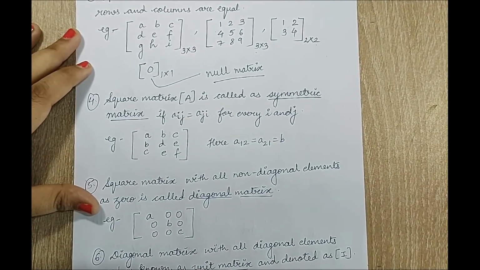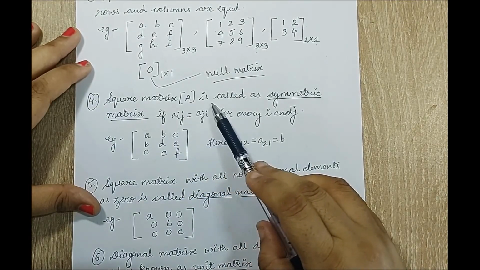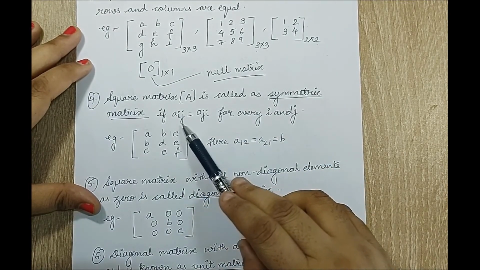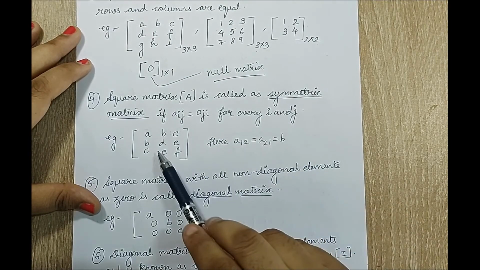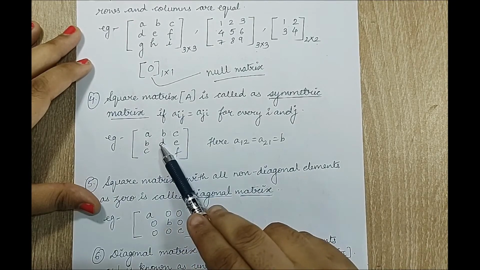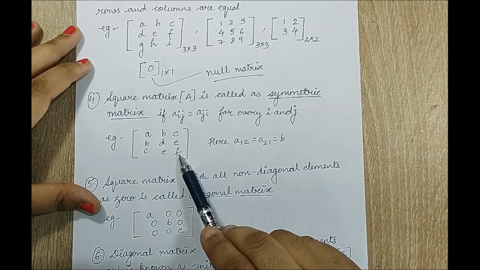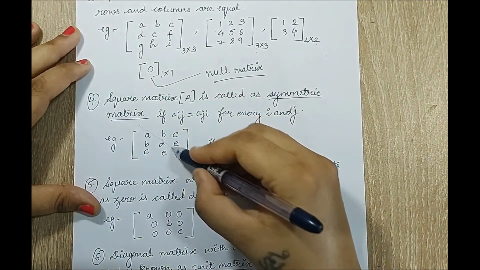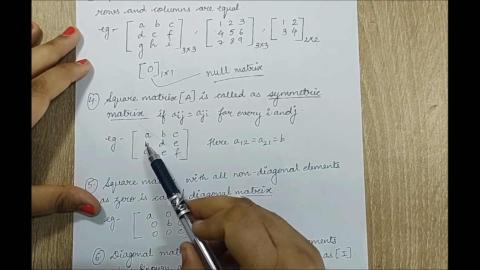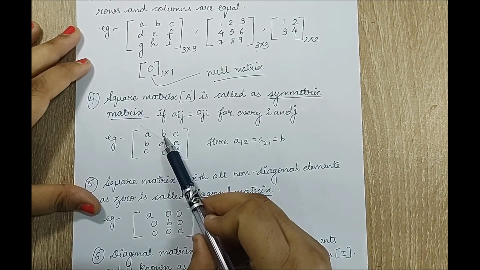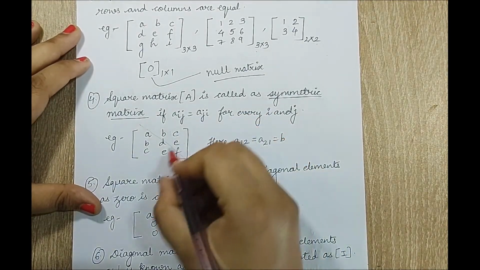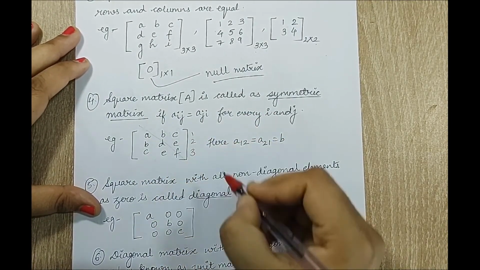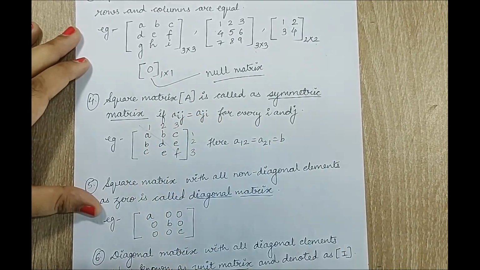Next, square matrix can also be written in various other forms. Now look here, square matrix A is called a symmetric matrix if Aij is equal to Aji for every i and j. Now look carefully. A, D and F, these are the three diagonal elements. You can see this is forming a diagonal over here for the matrix. If you observe this and this element, the value is same. Now let's observe the position. I'll just mark the row number. This is 1, 2, 3. Column number is 1, 2 and 3.